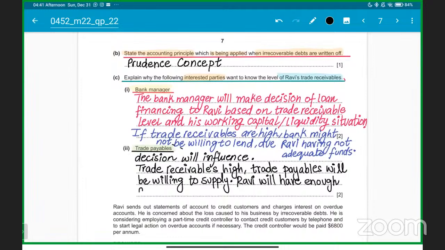Yes, sir. Clear on this now? Got it? Yes. And this is not completely based on Ravi's perspective.